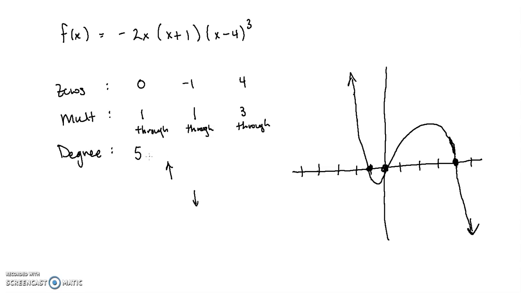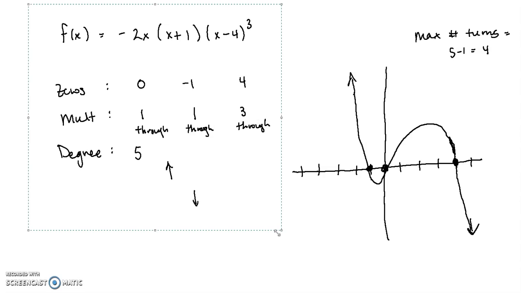Okay, and then we can notice again that the maximum number of turns is equal to the degree minus 1, which is 4. And we don't have 4 turns. We actually just have 2. So it can be less than that number, that's just the maximum. Okay, and that's the basic idea for graphing these.